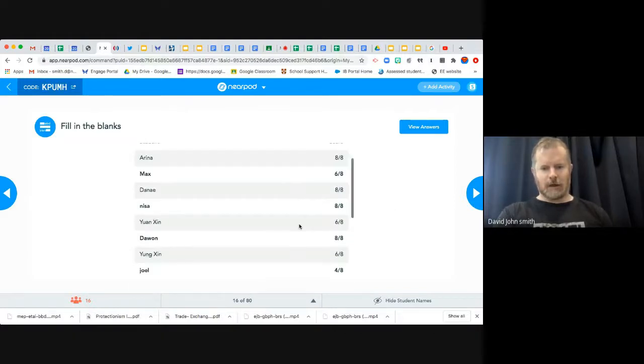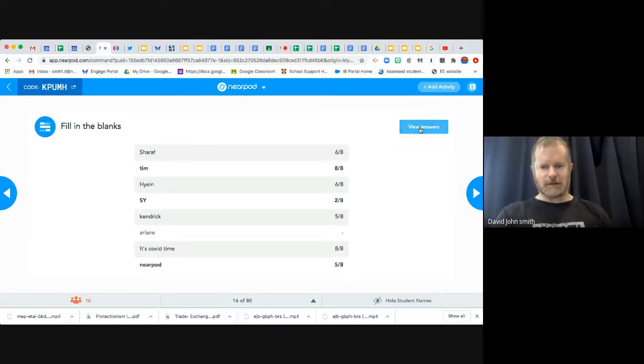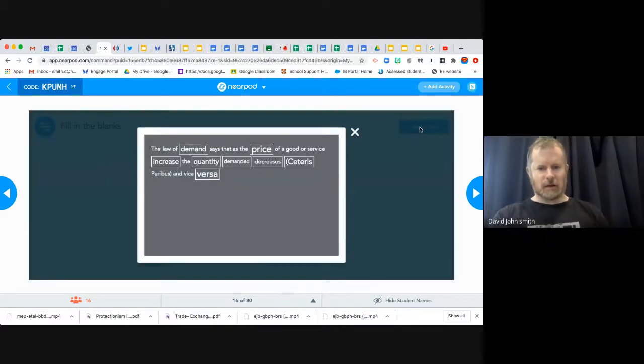Right. So what we would have gained is answers that look somewhat like this. Law of demand says that as the price of a good or a service increases, the quantity demanded decreases, holding all other things constant, ceteris paribus, and vice versa.